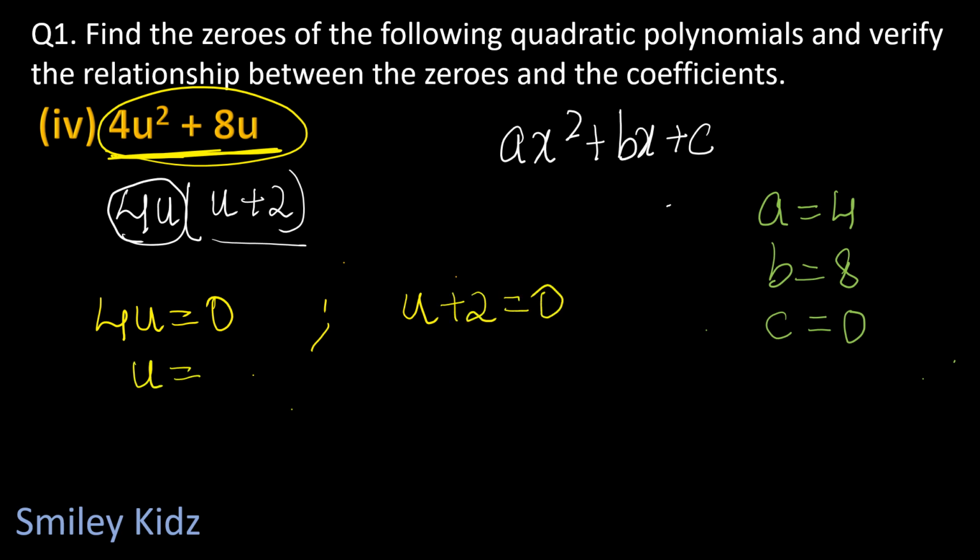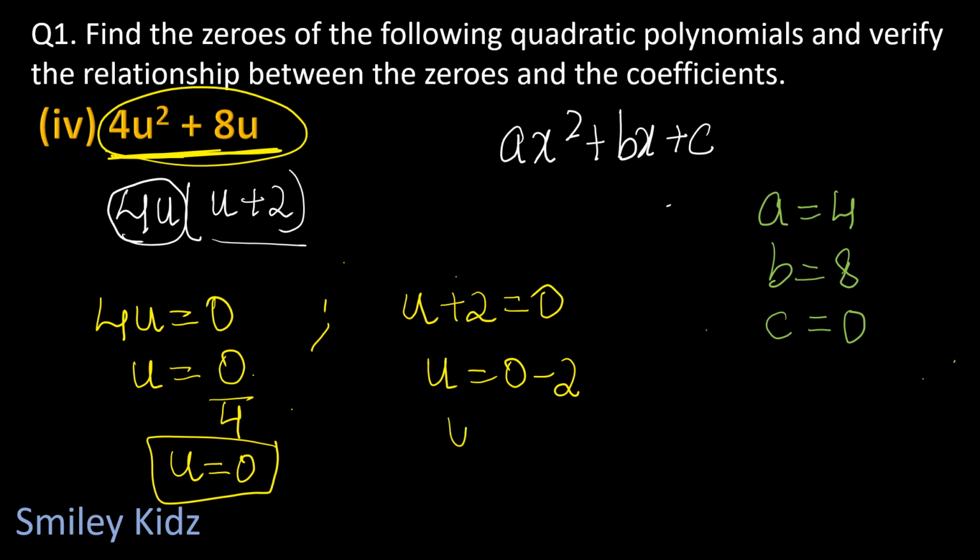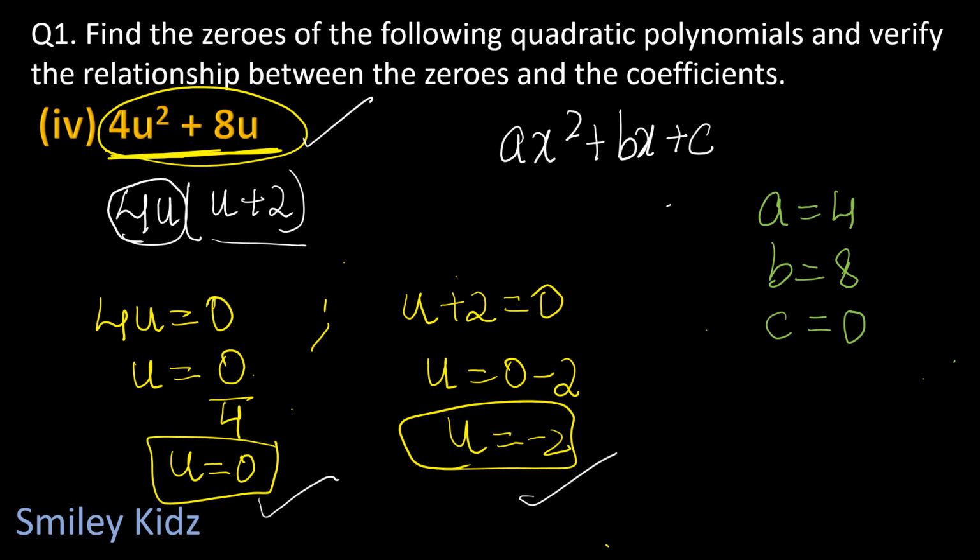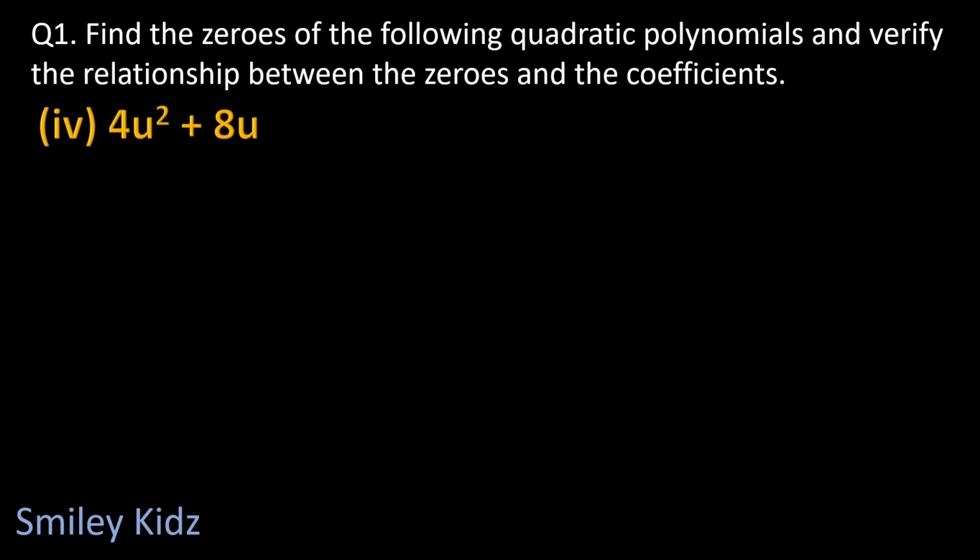Now here u will be equal to what? 0 by 4, u will be equal to 0. And then here u will be equal to 0 minus 2 and u will be equal to minus 2, isn't it? So the values or the zeros of this particular quadratic polynomial 4u square plus 8u are 0 and minus 2. Now let's verify the relationship between the zeros and the coefficients. Now alpha is 0 and beta is minus 2. Now we are going to verify the relationship.